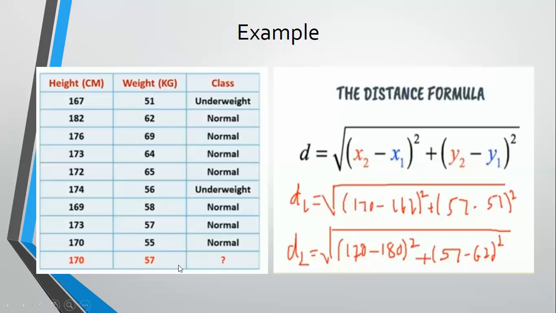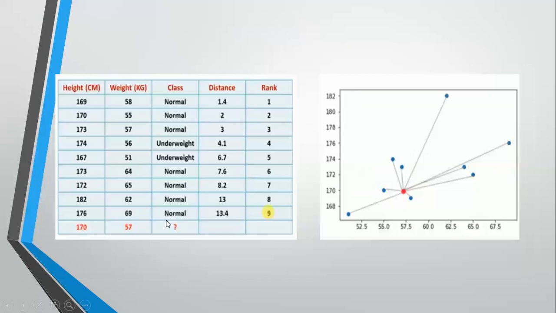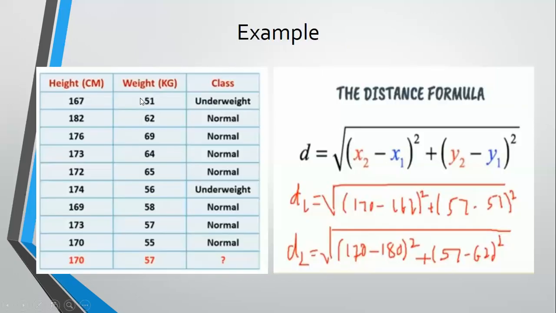So let us start our algorithm. What is our first step? In the first step, we have to fix the value of k. Let us consider k as 3. In the second step, we have to find the distance between this data point and all our data set values. The formula we are using here is the Euclidean distance formula.